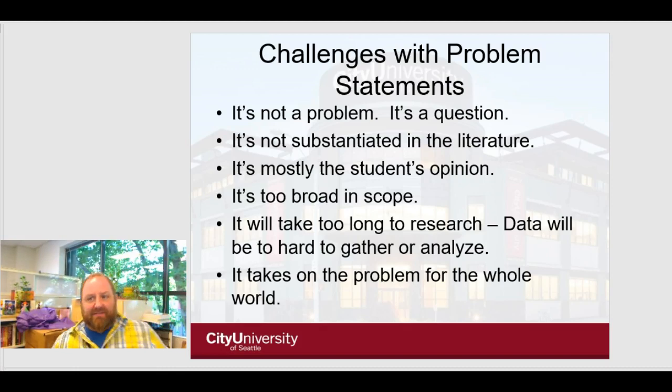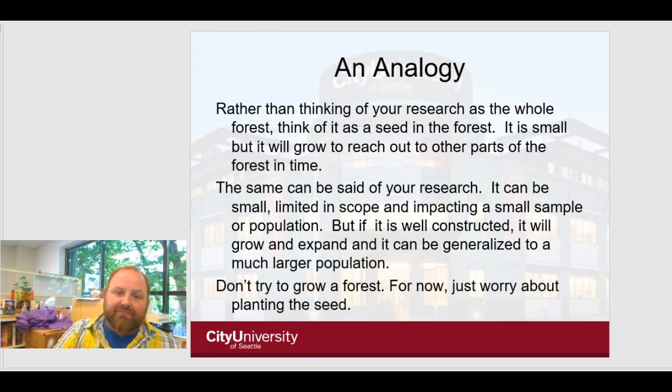Challenges with problem statements. It's not a problem, it's a question. It's not substantiated by the literature. It's mostly opinion. It's too broad in scope. It would take too long to research, or the data would be too hard to gather or analyze. And again, it takes on a problem for the whole world. It's looking at Middle East peace. Well, yeah, that'd be a great topic to study, but you would never be able to get an answer to that. Not in your lifetime, at least.